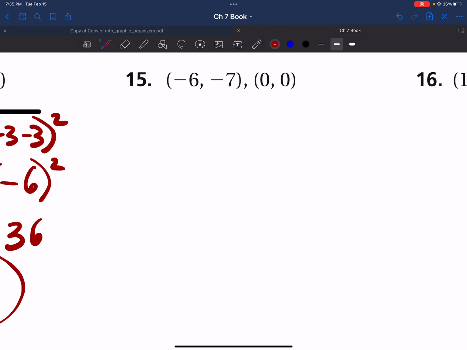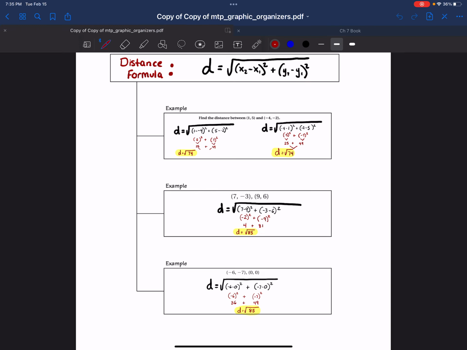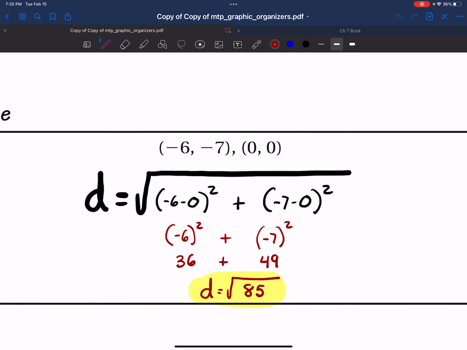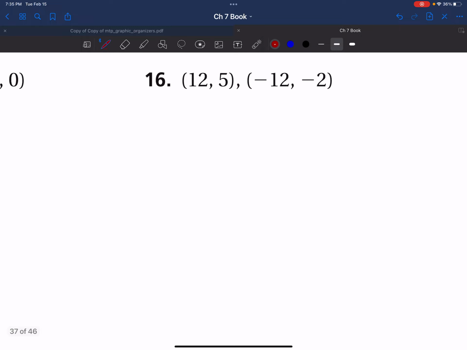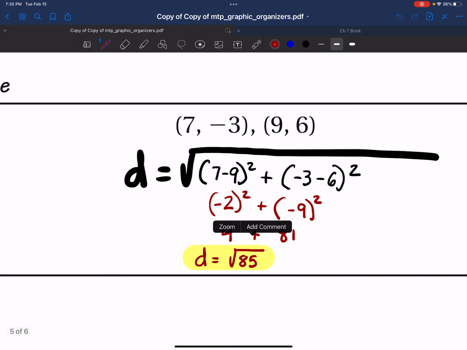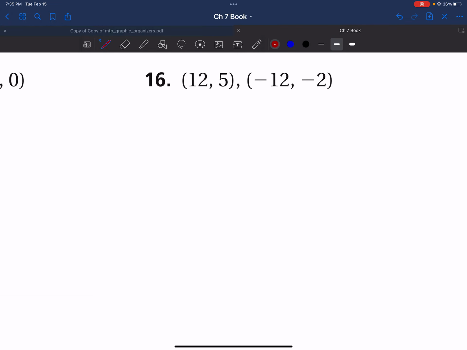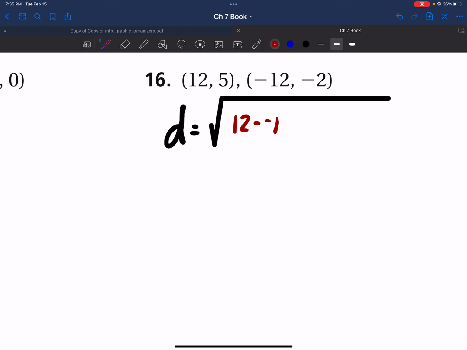All right, the next one, I believe this is the one that's in our notes. Yep. So I'm going to skip 15. 16. Did I do 16 as well? I don't think so. Distance equals the square root of the change in x's squared plus the change in y's squared. That makes a double negative.